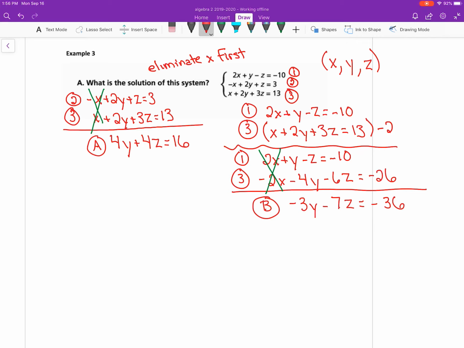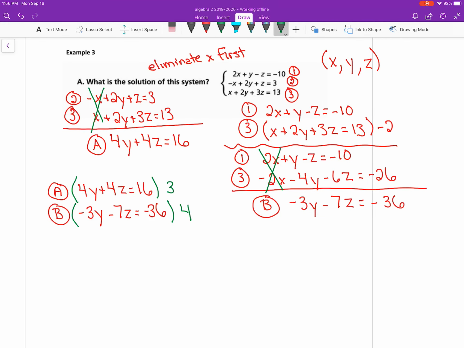So now I have equation B and I have equation A, and I'm going to put those two equations together. Equation A: 4y plus 4z equals 16. And equation B: -3y minus 7z equals -36. Now none of these variables cancel off the bat, so I'm going to take the first equation and multiply everything by 3, and the second equation and multiply everything by 4. When I do that, my y's will cancel.